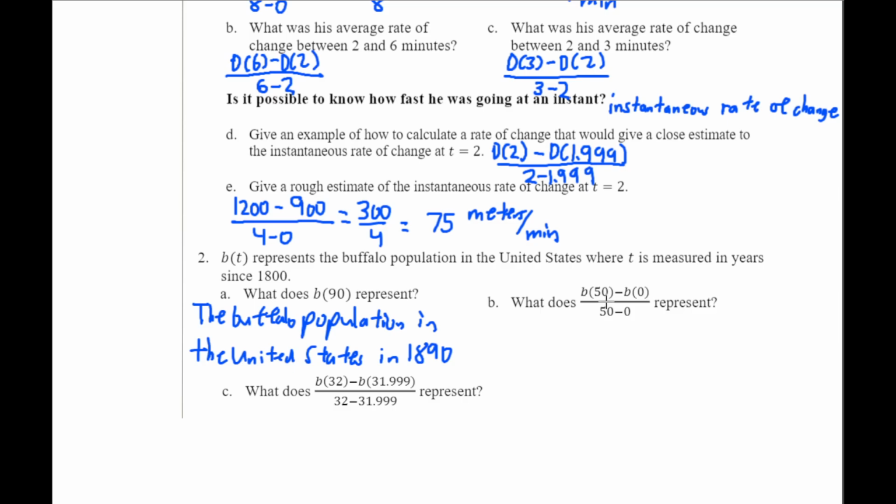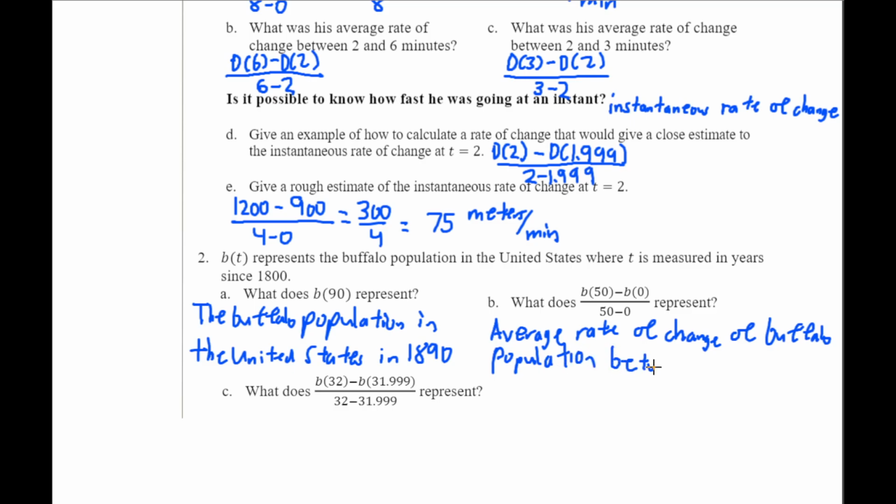What does B of 50 minus B of 0 over 50 minus 0 represent? If you recall, this is the average rate of change. So this represents the average rate of change of buffalo population between, so you see here t is 0, t is 50, but in the context of the problem, it's 1800 and 1850.